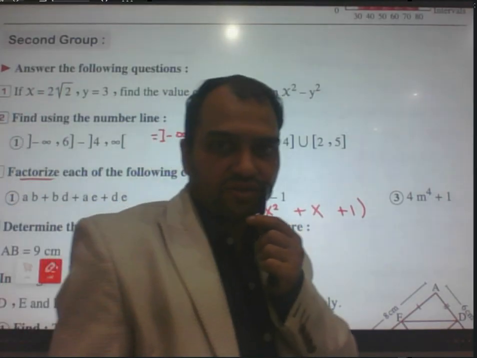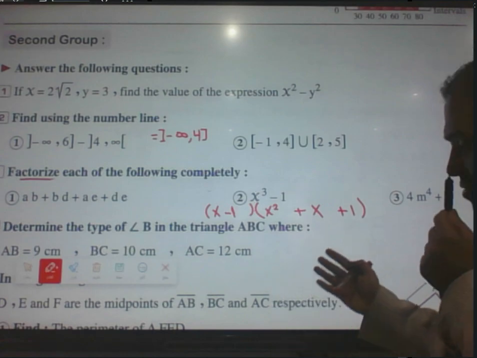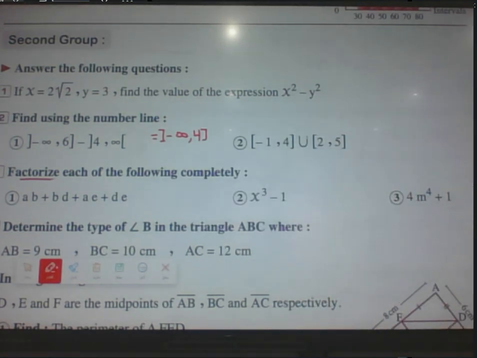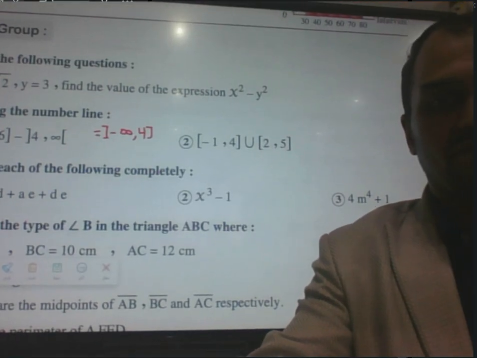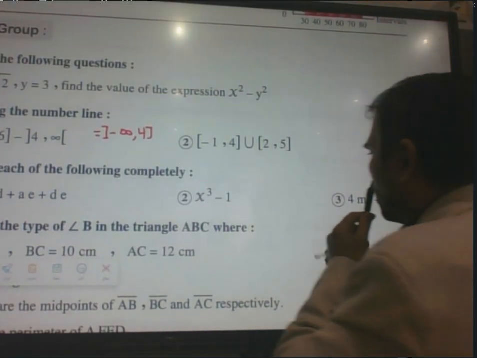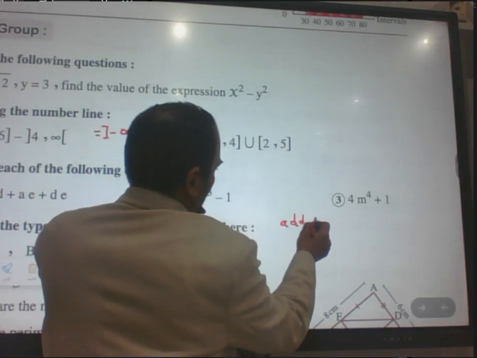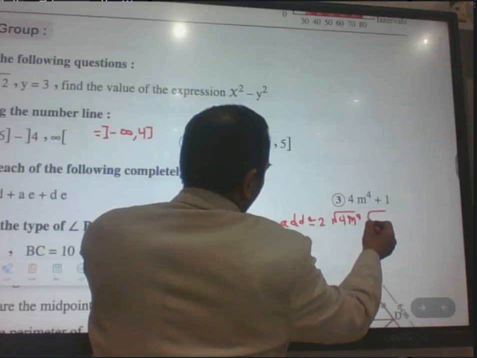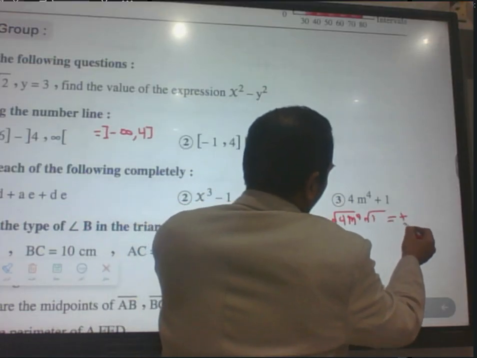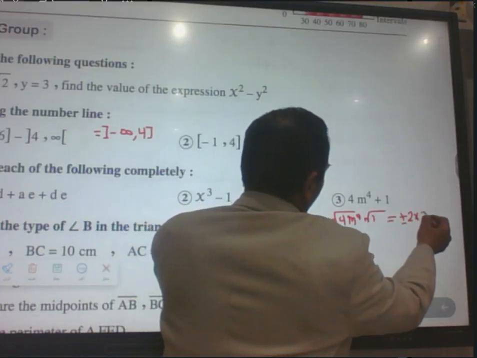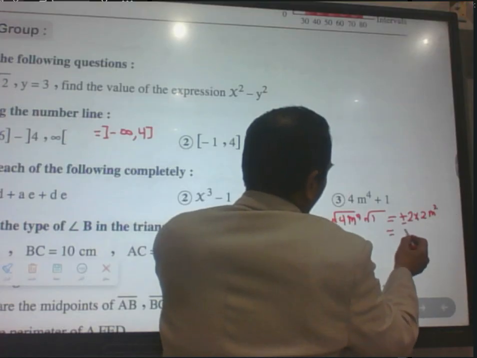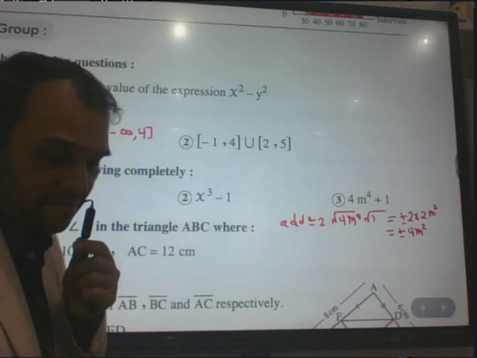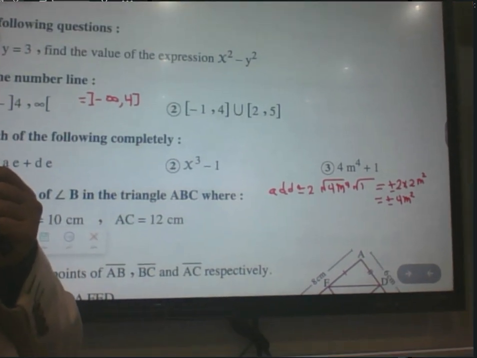Next question here, number 3. We can factorize the example by converting from addition between 2 squares to the difference between squares by adding positive or negative 2 square root as the third term. Here we can solve this by adding positive or negative 2 product by square root of the first, 4m power 4, product by 1. Then the result will be positive or negative 2 times square root of 4, it will be 2m power 2. The result will be positive or negative 4m power 2. And then next step, we can add and subtract 4m power 2.